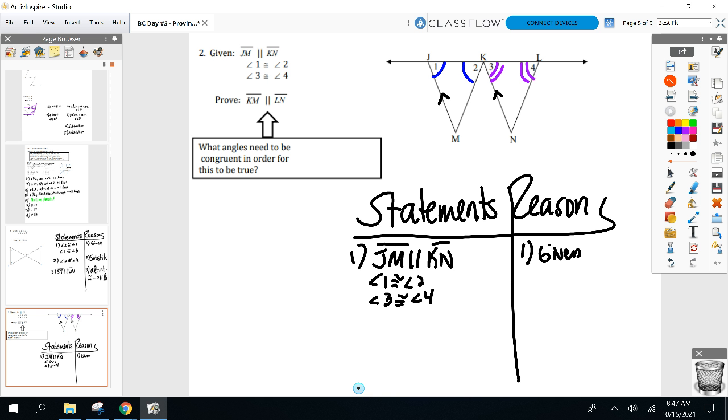And you are going to see this box with the arrow all throughout your homework this weekend too, to try to help you guys out.